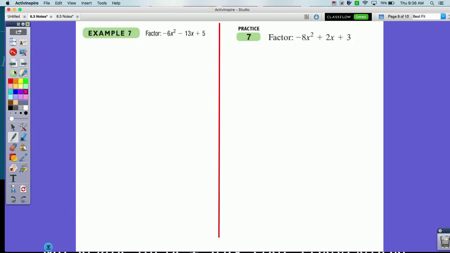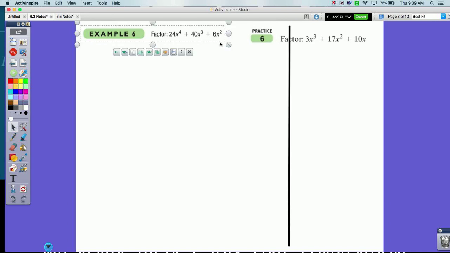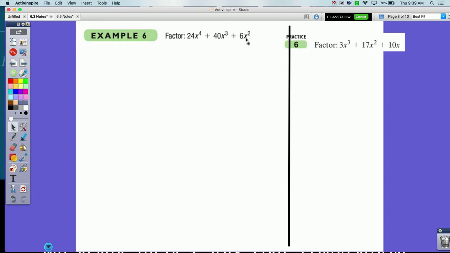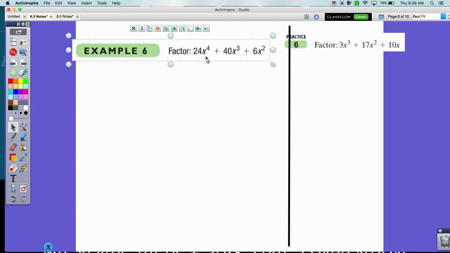Now, on all of these, and I didn't note it in the previous ones because they didn't pop up, but whenever you do factor, you want to make sure the first thing you do is factor out anything they all have in common, the GCF. So on this example 6, the first thing I want to do before I do the binomial times the binomial, see do they all have something in common. All right, 24, 40, and 6 are all divisible by 2. So I can factor out a 2. And they all have at least x squared. So I write 2x squared.